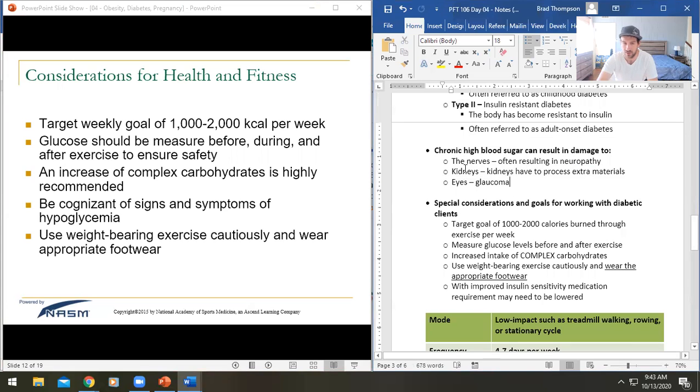These are some notes that I put in here that are not in the PowerPoint. Chronic high blood sugar can lead to damage in the nerves. That is what we refer to as neuropathy. It can result in damage to the kidneys.